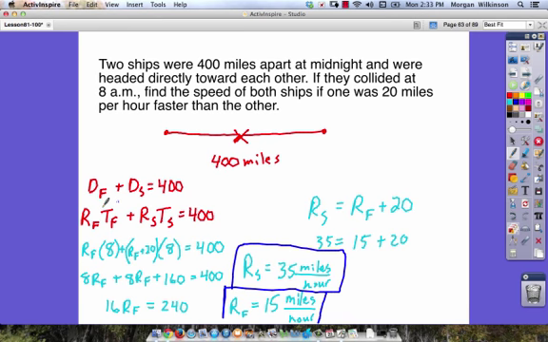Key thing here is to remember distance equals rate times time. Then we can substitute in to help us solve our equation.